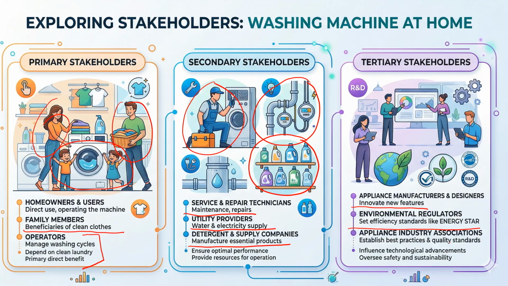Then comes the appliance industry associations. So that is even a bigger organization, of which many of these manufacturers are part of it, and they will be establishing these best practices and quality standards within the organization. So what the tertiary level stakeholders are trying to do is influence technological advancements and oversee safety and sustainability.